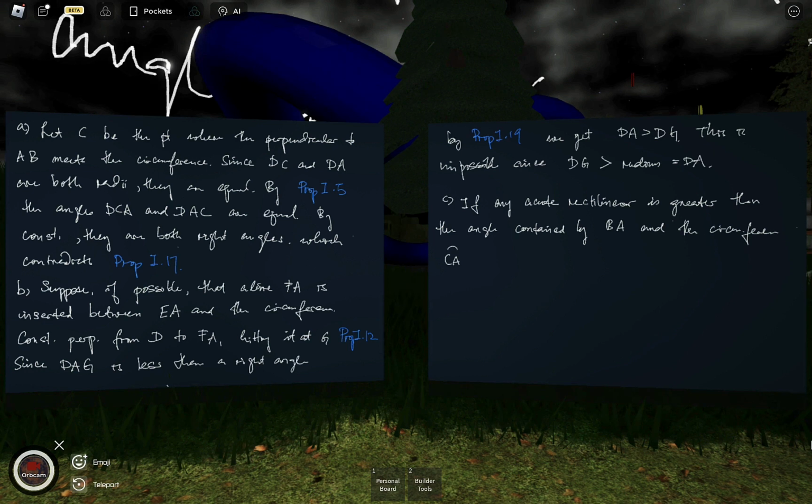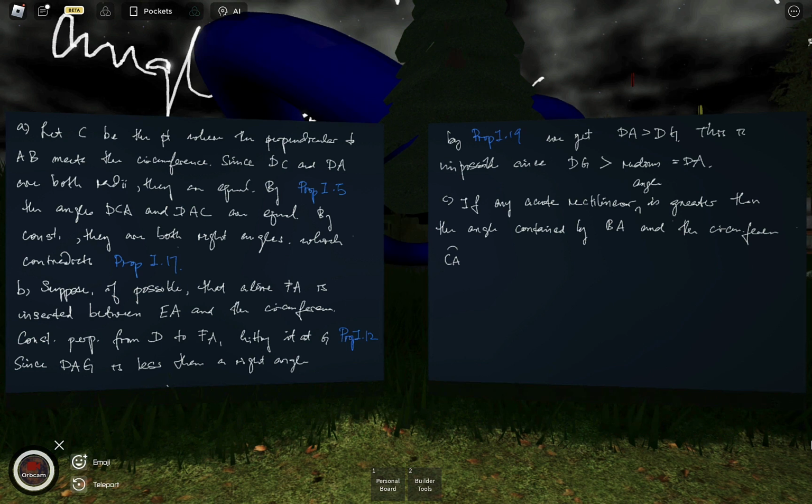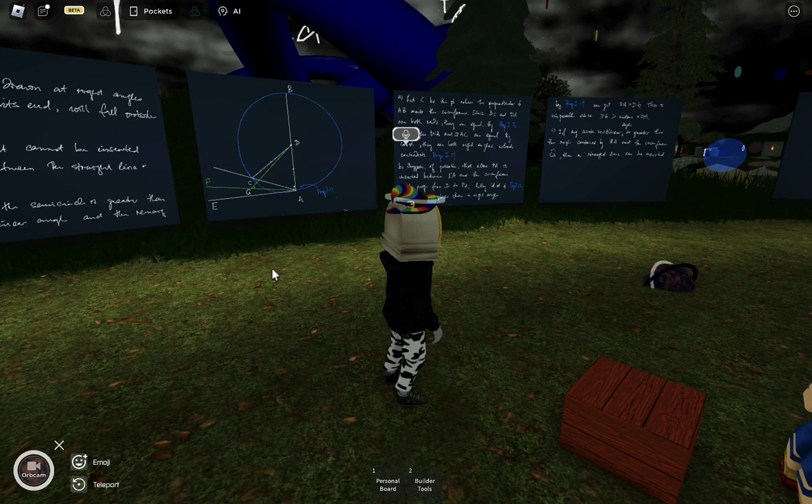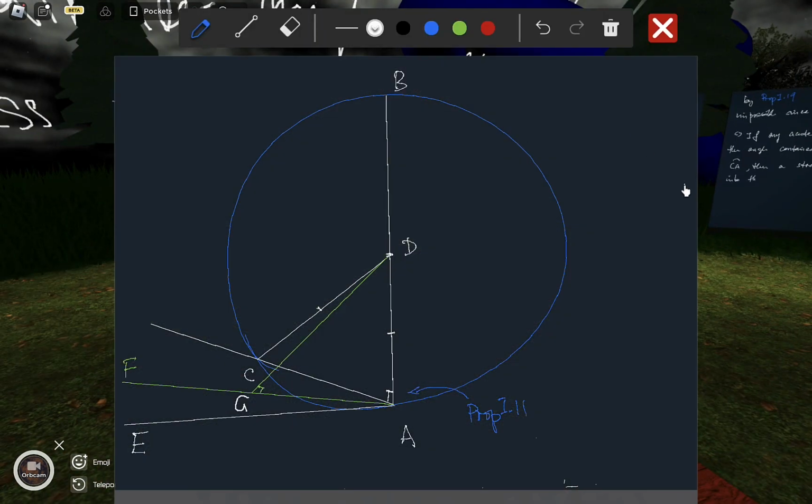Okay, so if any acute rectilinear angle, forgot the word, is greater than the angle contained by BA and the circumference, right, then a straight line can be inserted into the space. So I guess that's what he means, right? It can be inserted into the space between CA and AE.